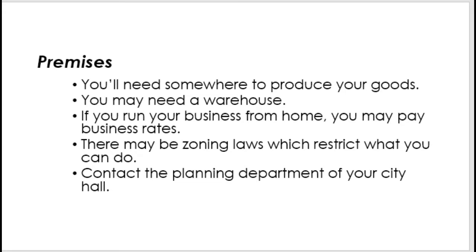Now, premises. So you'll need somewhere if you're going to be producing outside of your home, because the local business advisory says that you can't do production in your home. Then you'll need somewhere to produce your goods. So if you're involved in food production, there may be all sorts of health and safety regulations that cover those premises, because usually there are very tough laws against producing food in your own home, so you may have to hire premises outside of your home in order to produce your food product.